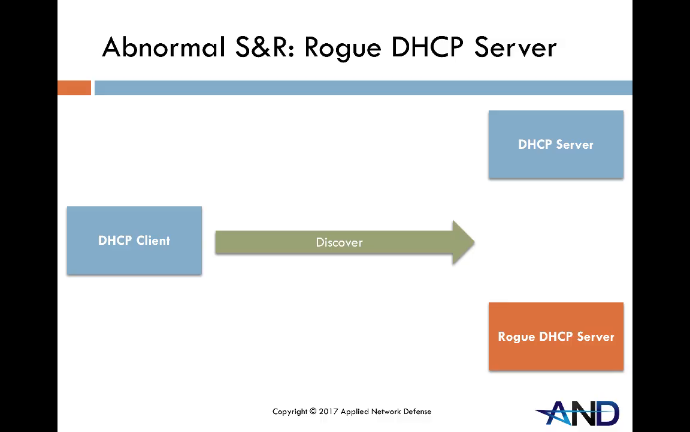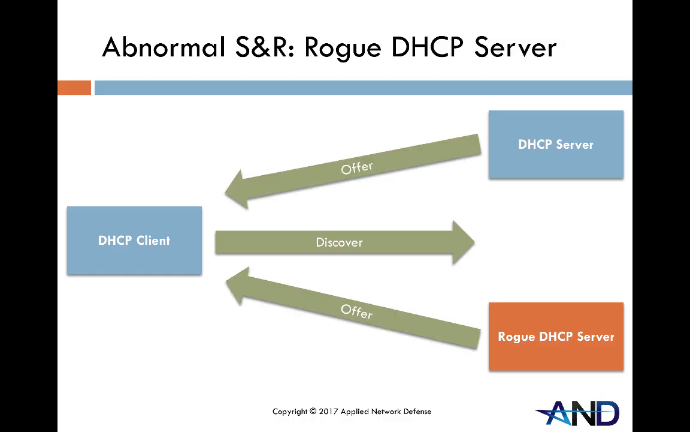Now, when we say rogue, that could be one that's operated by a bad guy, or it could be one that's just misconfigured, one that's not supposed to be there. But nonetheless, what happens when that broadcast packet goes out and there are two DHCP servers within that network range? Well, they're actually both going to respond. They're both going to send an offer to that DHCP client.